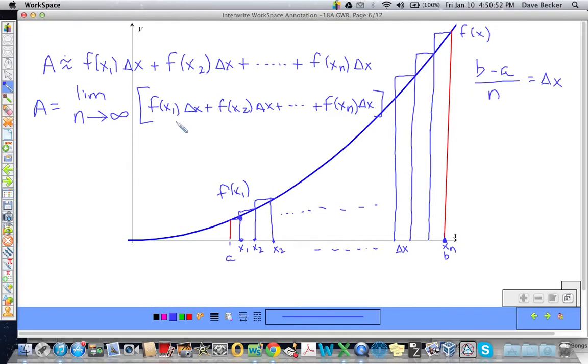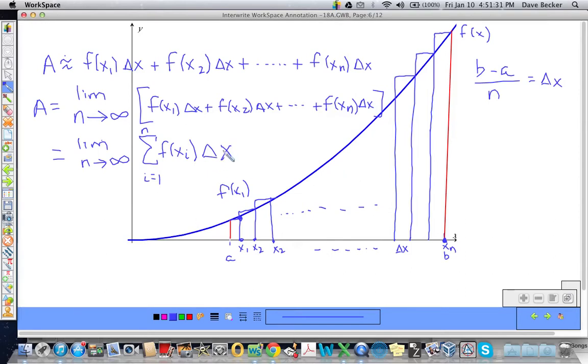Now this is just the sum of n terms here. Well, if it's infinite, but we can rewrite this using summation notation. So this would be the limit as n approaches infinity of the sum from i equals 1 to n of f of x sub i, because the i is going to represent all of the f of x's, so to speak, multiplied by delta x.